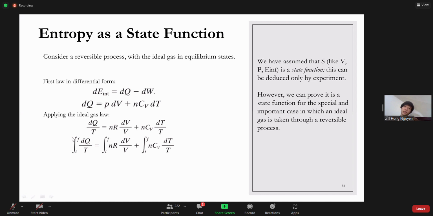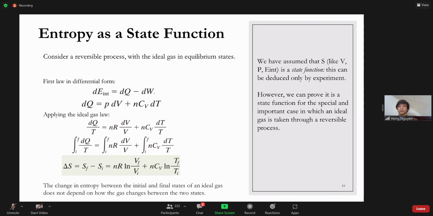Yeah, we take the integral. So I mean the sum. We take the integral from the initial state to the final state. Here we have the expression of entropy, and here we have another expression. So now the entropy can be expressed as a function of volume and temperature only. Then the change in entropy can be written like this. Good.